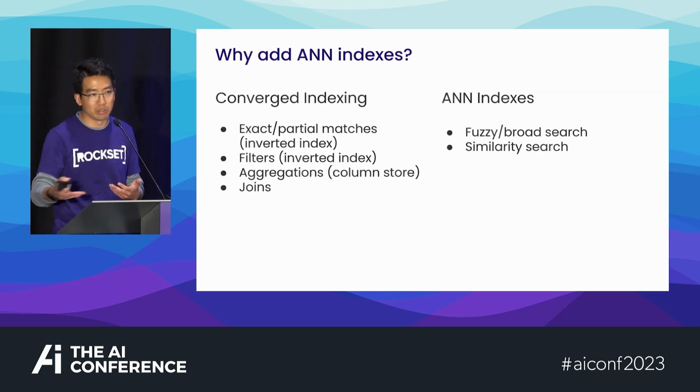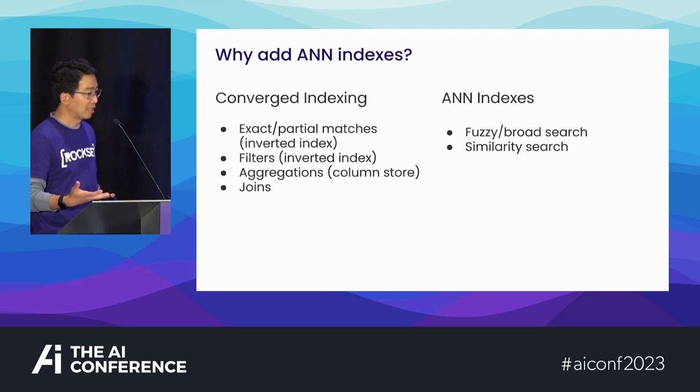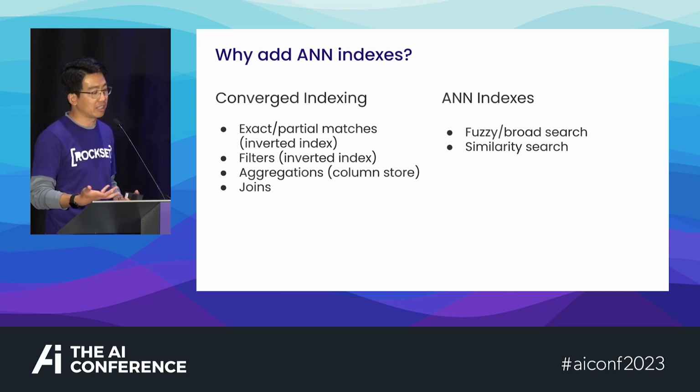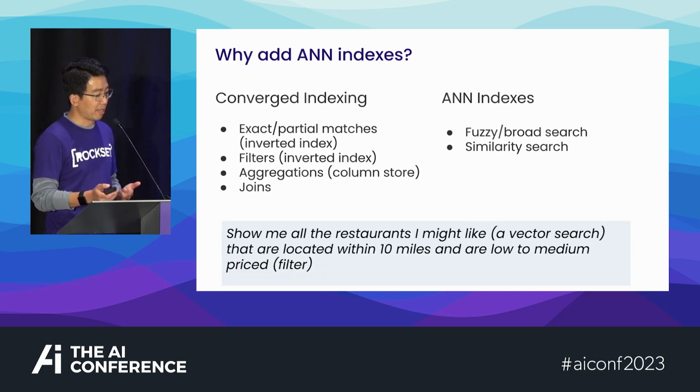And now we get to vector search and approximate nearest neighbor and building ANN indexes. Now, why did we add ANN functionality to our converged index? We think that there are very good complementary ideas and complementary things here. So on one hand, you have converged indexing, which is great for the exact matches that we were doing, filters, aggregations, and so on. And ANN, along with vector search, that's obviously what you need for things like semantic similarity search.